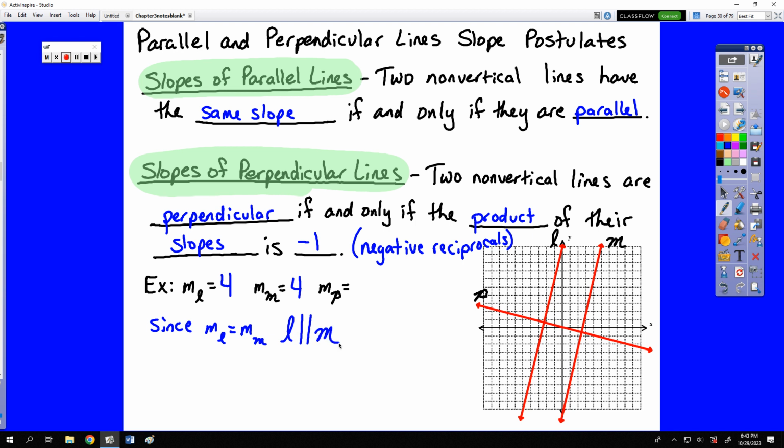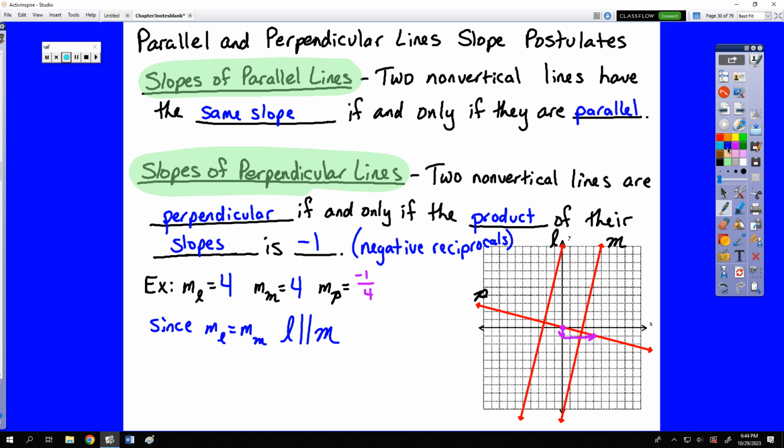Now then we have line P. Now line P, if we locate 2 points there, you'll notice it passes through the origin and it also passes through the point 4, -1. So to get from one point to the other, we need to go down 1 and right 4. Down 1 and right 4 would give us a slope of -1/4. So notice that is not the same as the other two lines, meaning they are not parallel.